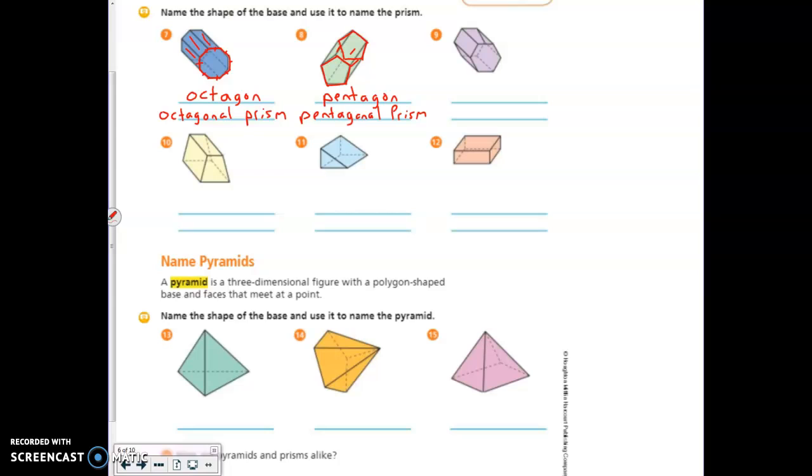But in all honesty, guys, okay, we have a triangle, yes. We also have a triangle opposite it. Okay, so we've got, in this case again, two bases. So the base is a triangle. And the name of the 3D shape as a whole is a triangular prism. All right? And the reason I know that this is a triangular prism and not a pyramid is because it goes from a triangle to a triangle.